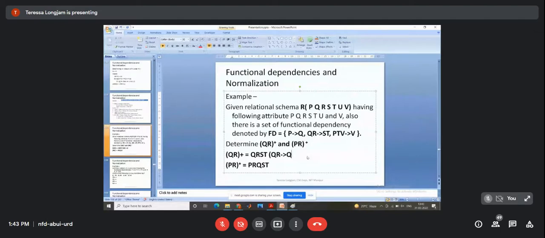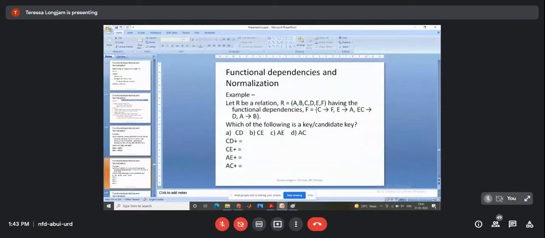Now, which of the following is a key or candidate key? So what is the definition of a candidate key? Tell me. What is the definition of candidate key? Ma'am, key determines all its attributes. Key should be a set of attributes which can determine all the other remaining attributes, isn't it? It can uniquely identify the values of the other remaining attributes.